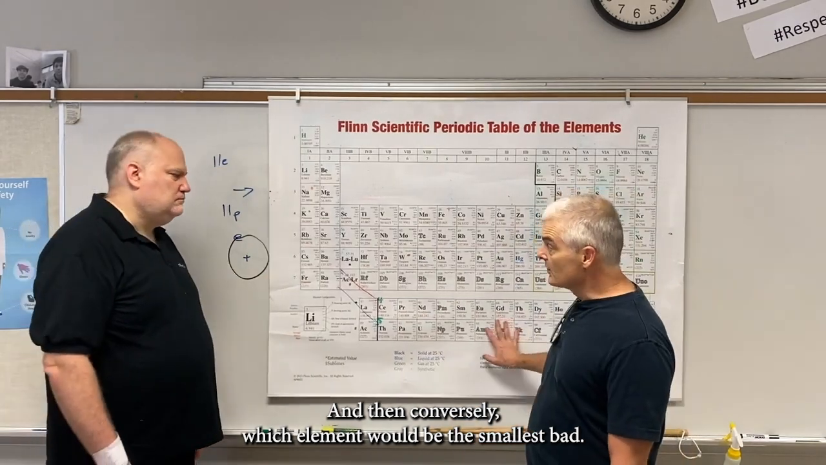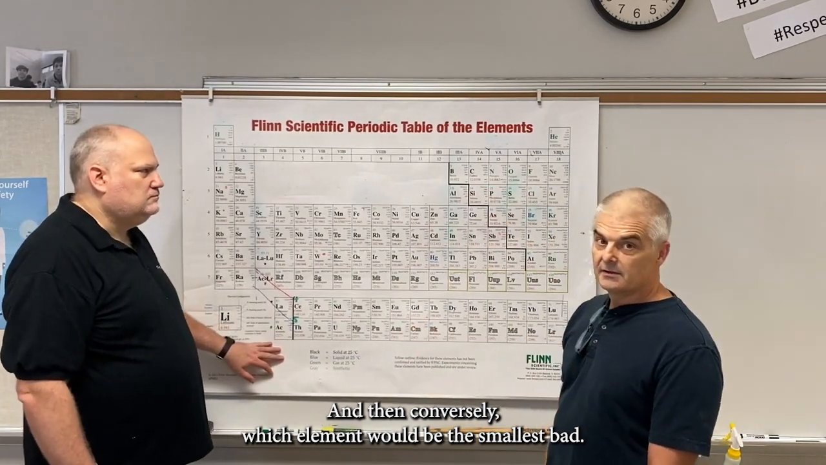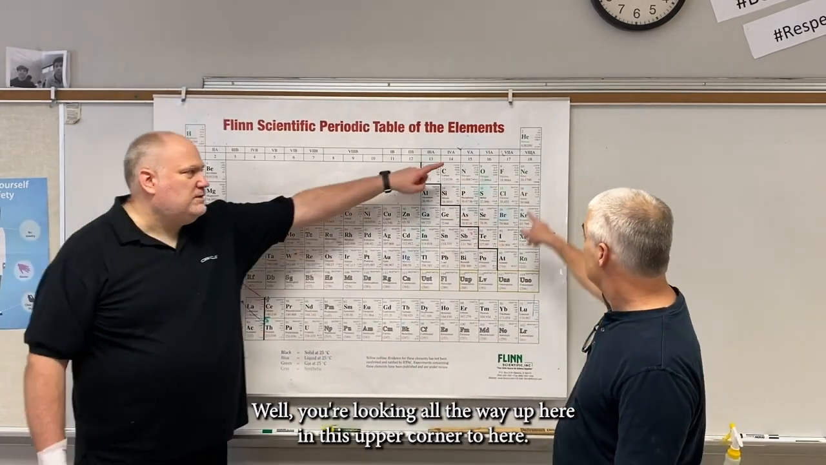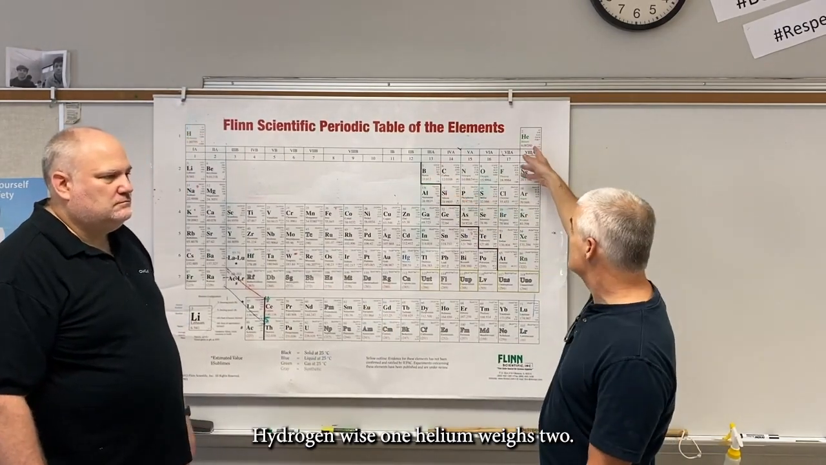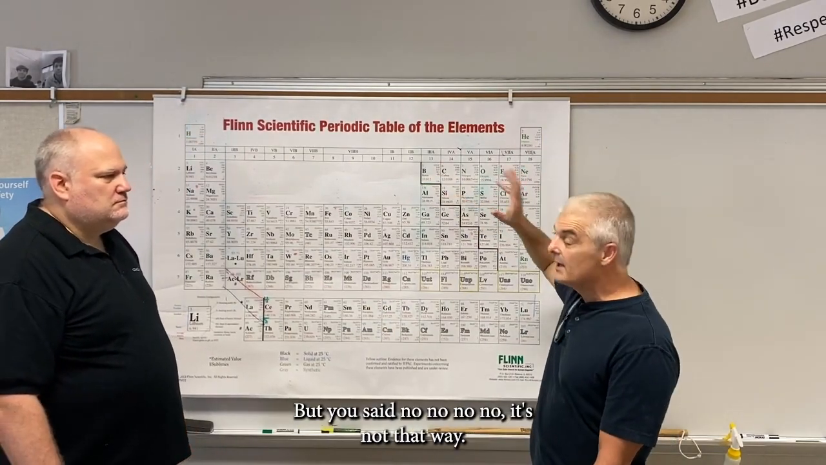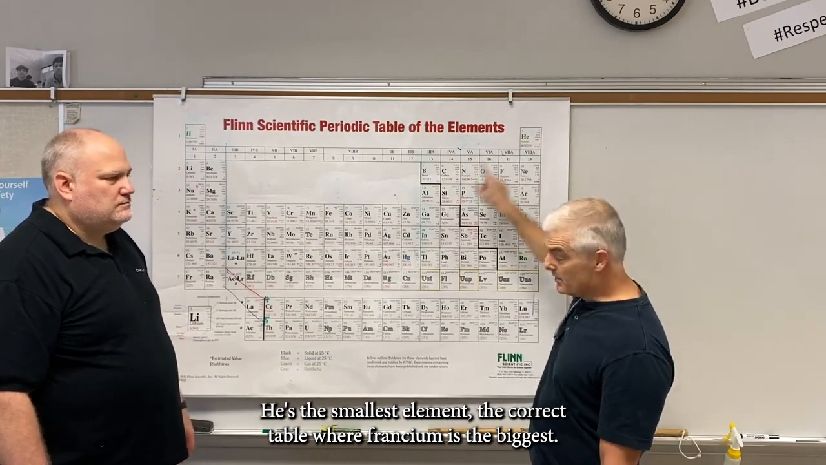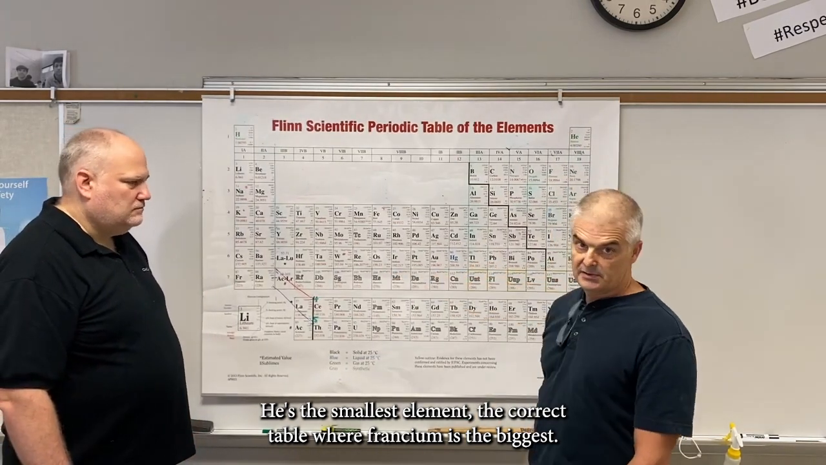And then conversely, which element would be the smallest bad boy? Well, you're looking all the way up here in this upper corner to helium. And that's weird. Hydrogen weighs 1, helium weighs 2. But you said, no, it's not that way. He's the smallest element on the periodic table, where francium is the biggest.